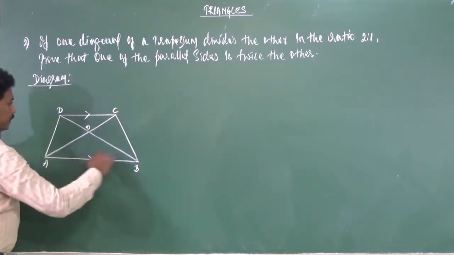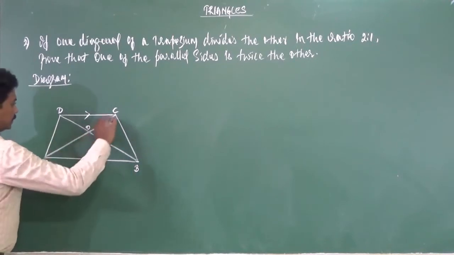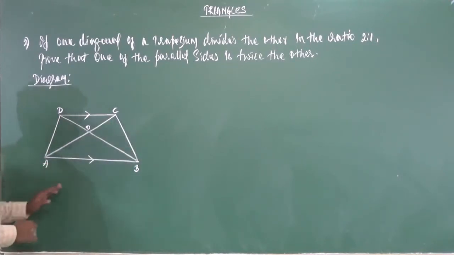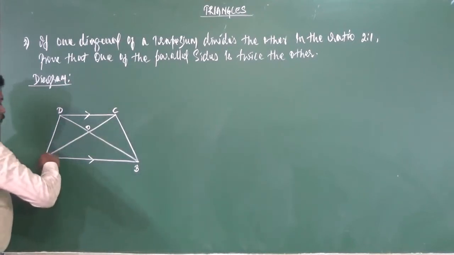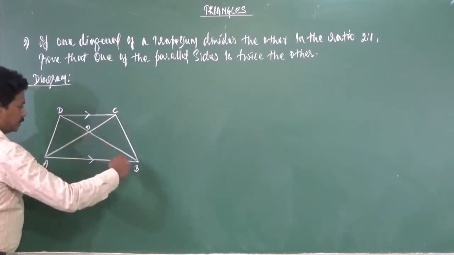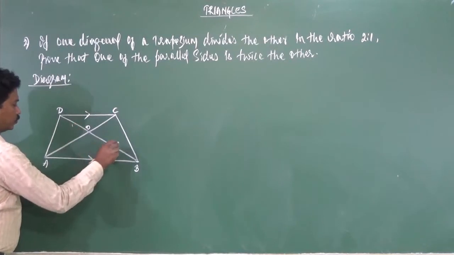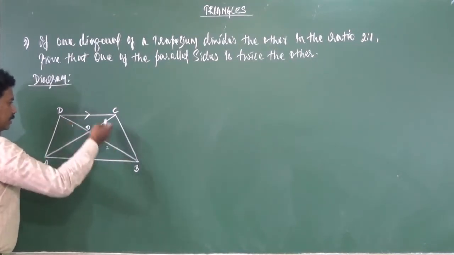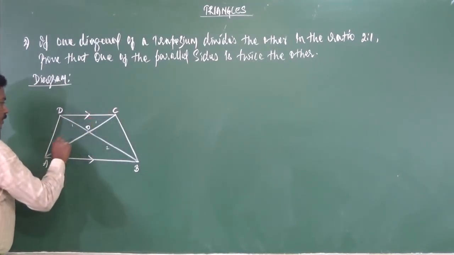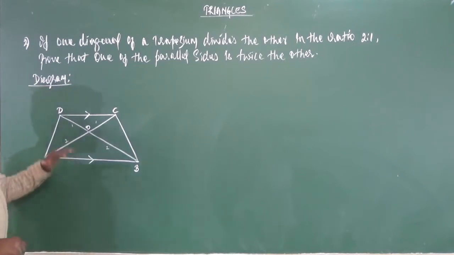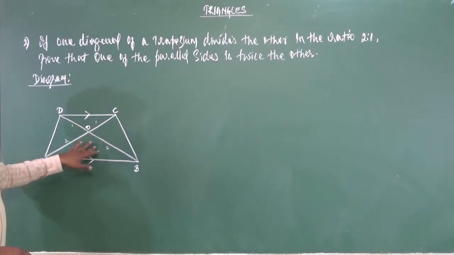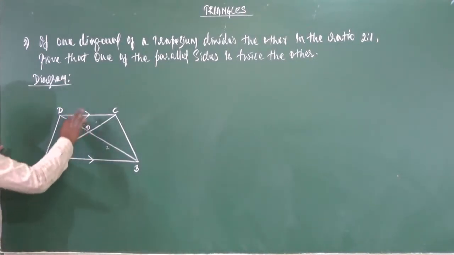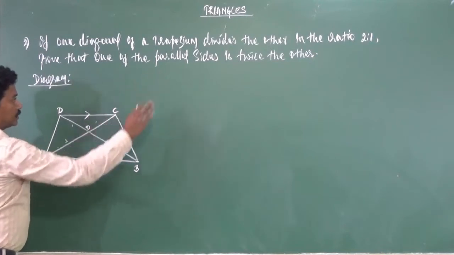So here ABCD is a trapezium, AC and BD are the diagonals. So you can see here the intersected point O. So here one diagonal divides the other in the ratio 1:2, and this diagonal divides this diagonal in the ratio 1:2. This doesn't happen in all the diagonals. If this happens in a particular diagonal, then 100% prove that one of the parallel sides is twice the other.